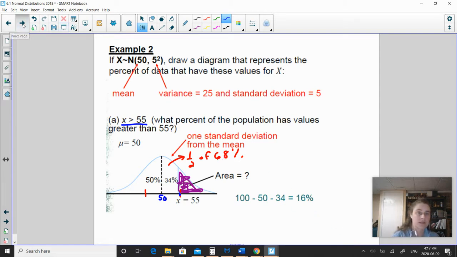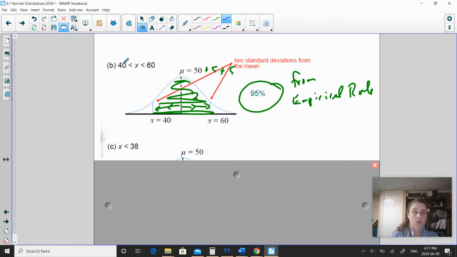All right, let's try another example. What if we want between 40 and 60? Well, if you go up one standard deviation, we're at 55. Two standard deviations, we're at 60. Other way, we start here at 50 in the middle. So 1 here would be 45, 2 here is 40. So this is really 2 standard deviations when you're going between 40 and 60.